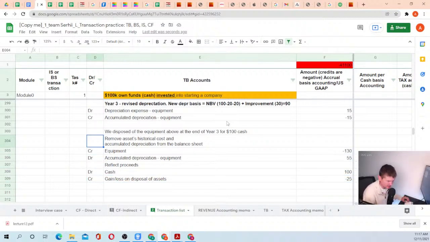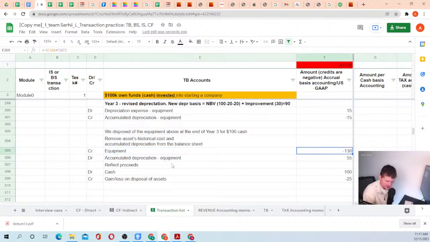I am adding these comments here, but that is still the same entry. So this is one entry. This is all one entry. That's how we figure out gain or loss on the sale of assets.